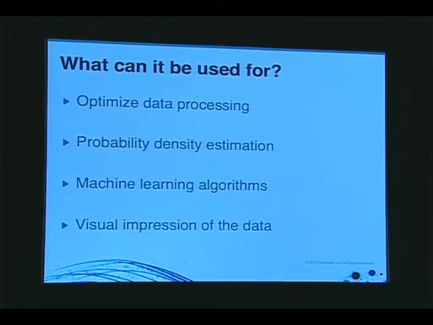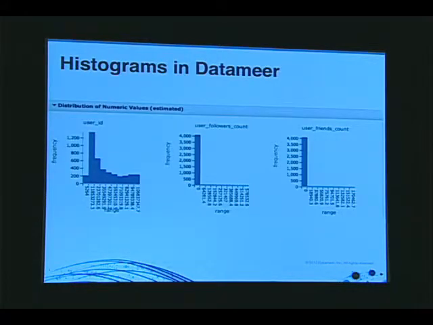Or you can use it for machine learning algorithms. For example, when you train a decision tree, you have numerical values and you want to determine the split point for the node in the tree. Or you can use it for naive Bayes if you have continuous valued attributes. Maybe you want to discretize them. These are all use cases, but probably most important for the user of a software like Datameer is that you want to get a visual impression of your data with just a quick view of the histograms. And this is where histograms help a lot.